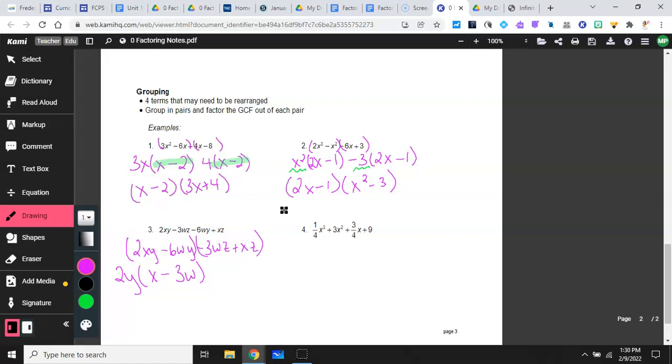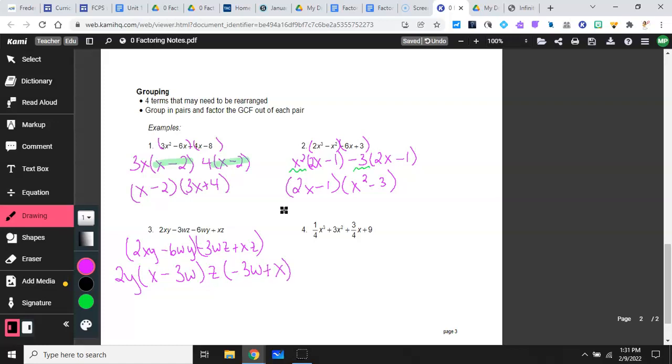Normally we would take out the negative version of this number, but I want that 3 to be negative because it's negative over here. So let's look at the variables. Between wz and xz, we can pull out a z. I am going to pull out just a positive version because, again, I want that negative 3w because it's over here, and I want it to be exactly the same. And then a plus x.